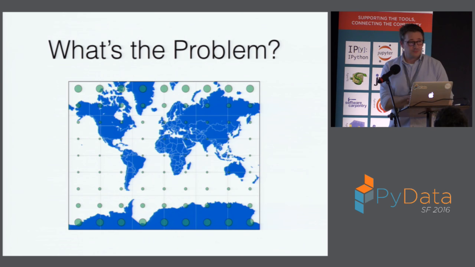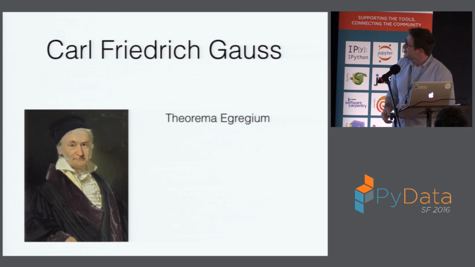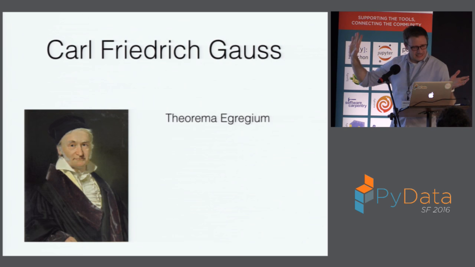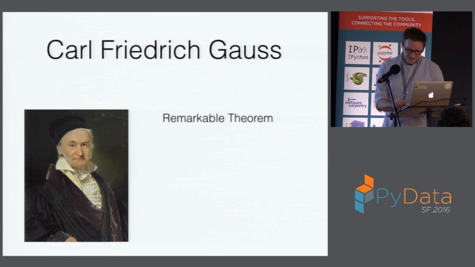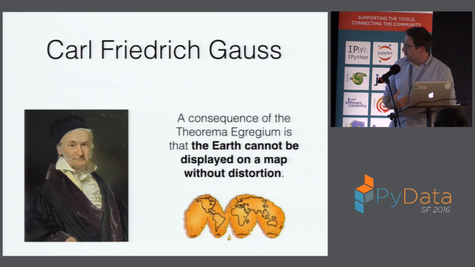And we know it's a problem for every map because of this man. Carl Friedrich Gauss, and this is the one that I don't know how to pronounce, he wrote up this Theorema Egregium, remarkable theorem, I can pronounce that one. Basically the main thing behind it, or at least one of the main things for us, was that the Earth just cannot be displayed on a map without some distortion.